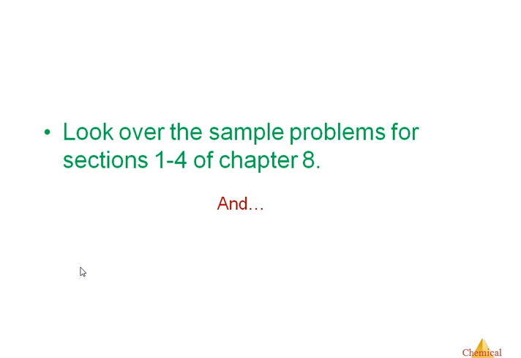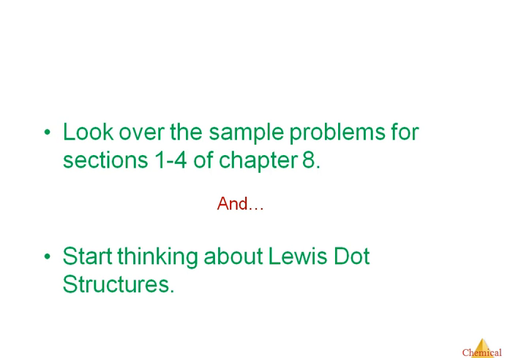All right, so your assignment is to look over the sample problems for sections 1 through 4 in chapter 8. And, don't you love that there's an and this time? Start thinking about Lewis dot structures, okay? Not just Lewis dot structures for individual atoms, but for molecules, both covalent and ionic substances. We did do these last year. If you want to look ahead, you can look at section 5 for a little reminder of how these are done. And I'll see you tomorrow.